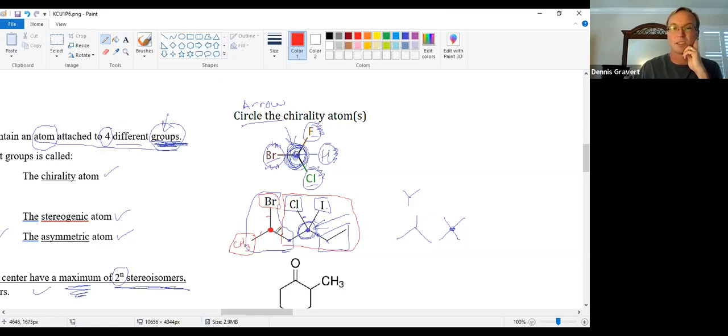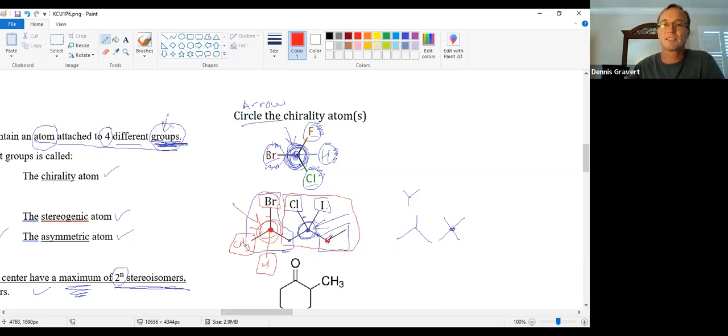That's the group attached to the other chirality center. There's also the unwritten hydrogen. And I check Br, CH3, H, and the rest of the molecule. Yeah, those are 4 different things. Circle this one, maybe put an arrow next to that. There are 2 chirality centers in this molecule.